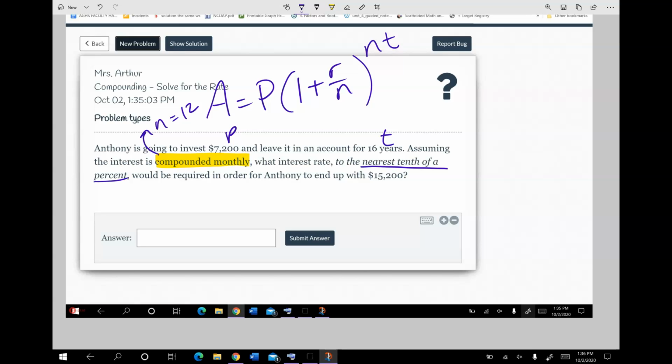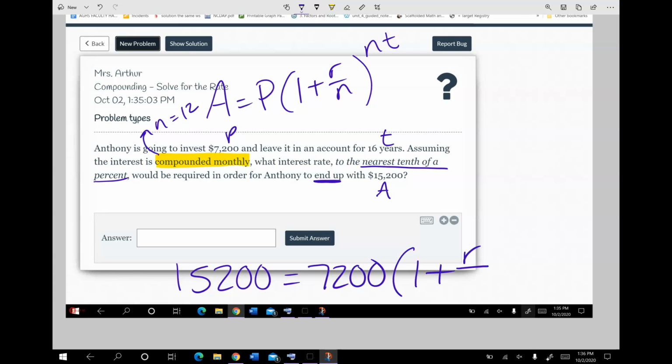Okay, we'll be required in order for Anthony to end. So if I end, that's my A. And I do believe that's it. Yep. All right, so let's write it out. A is 15,200. That is equal to your P, which is 7200, times 1 plus, I don't know my R, over my N. And then it's 12 times 16. All right, again, left-hand side line 1, right-hand side line 2.